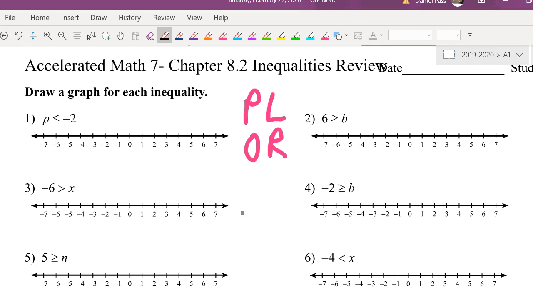So who has a different way? I just read the problem. Now, what do you mean by that? I just read the problem. So if there's 9 is greater than n, 9 would be greater, so then n would have to be less than. So you go to the left for less. Okay, that's interesting. Anybody else have a different way?